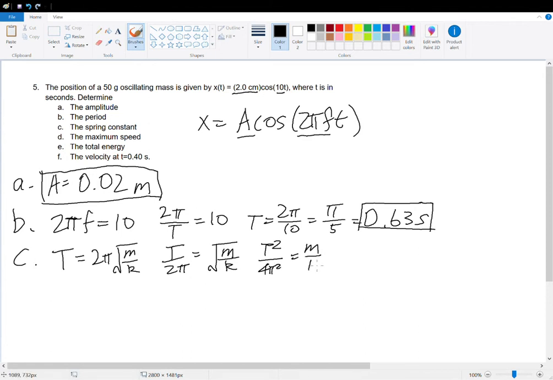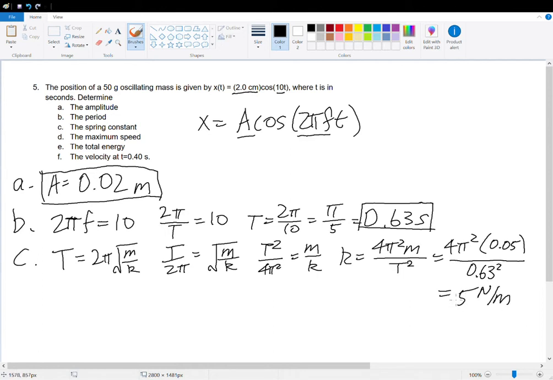and then we get this, and then if we cross multiply, and then we do the final division, and I'm just going to do this in my head real quick, we can see that k is equal to 4 pi squared m over T squared. Now all we have to do is plug in the stuff we know. m is equal to 0.05, and T is equal to 0.63. And this should be equal to 5 newtons per meter.